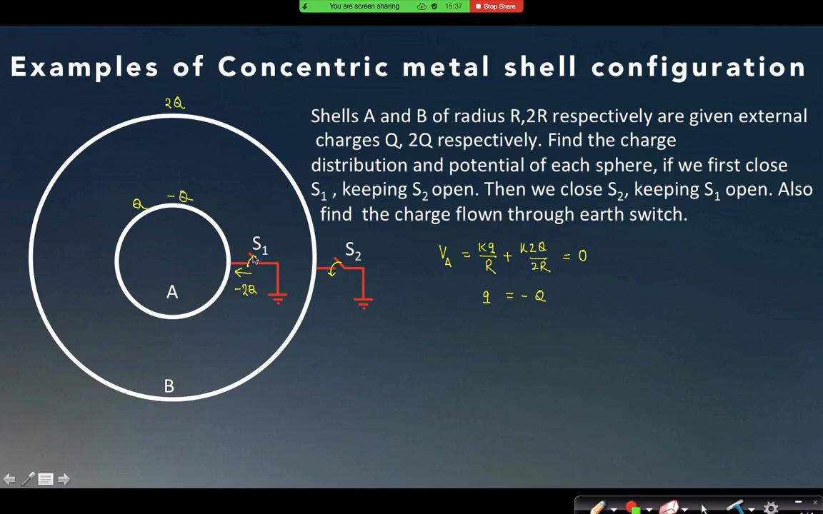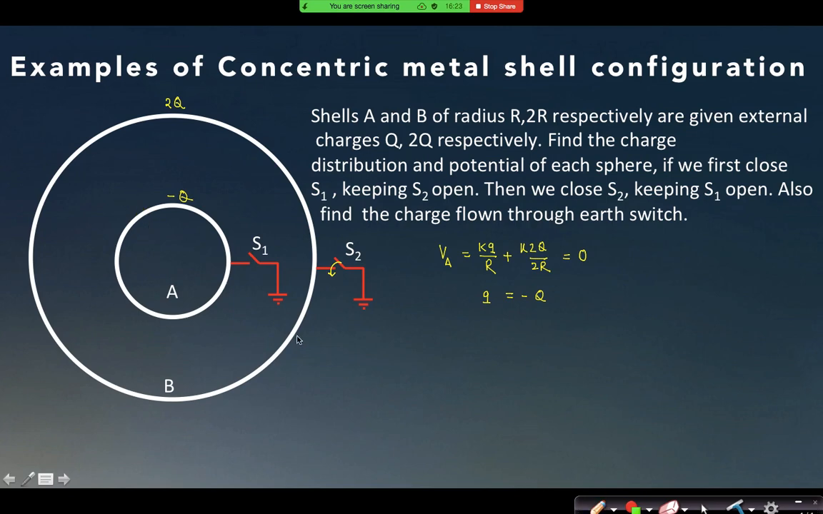Sir, if we are first convinced that it is flowing inside? Yes, inside means from the earth to the shell, through the switch. Look, again you have to understand that positive charges actually cannot flow. Only negative charge, or electrons, can flow. In that way you can also put your answer, because positive charges do not flow in any conductor, only electrons do. That is why I have said the charge is minus 2q. Otherwise, if you say it is from shell to earth plus 2q, your answer is also correct, right?